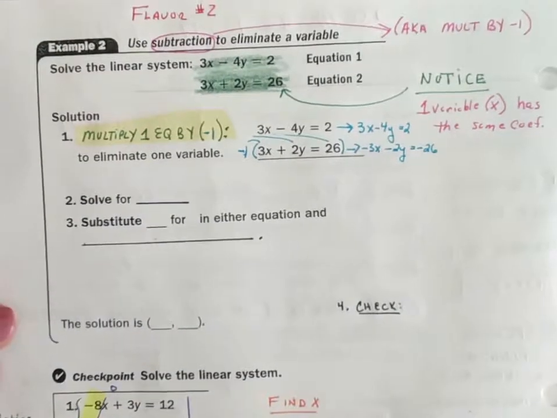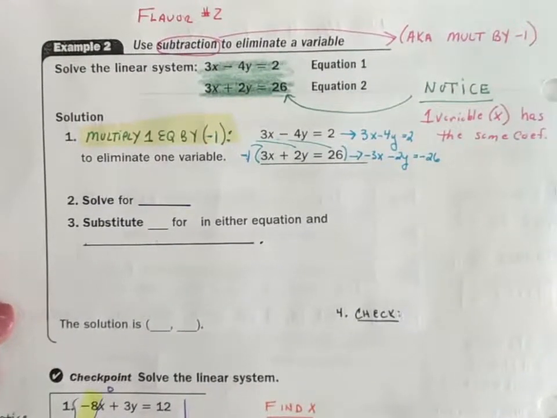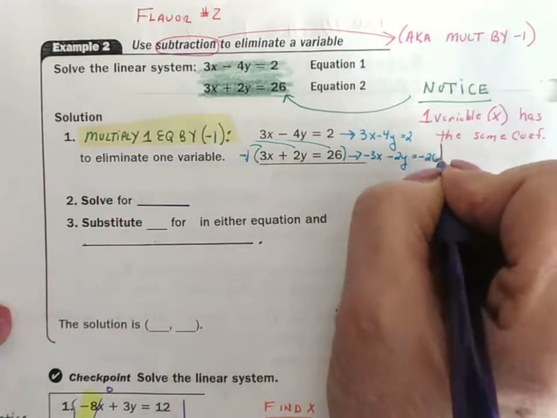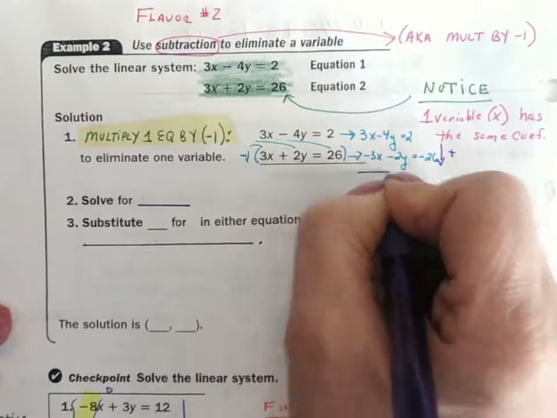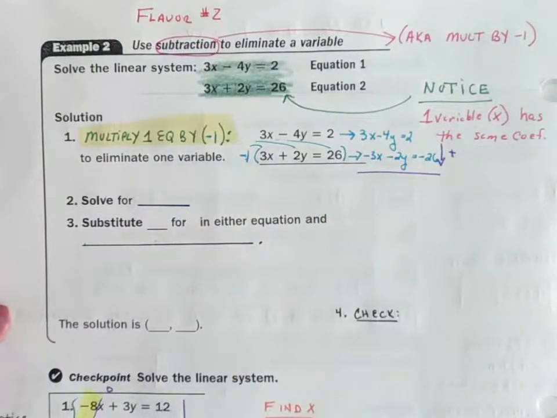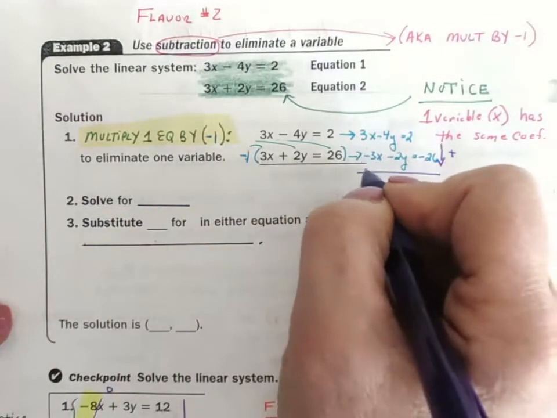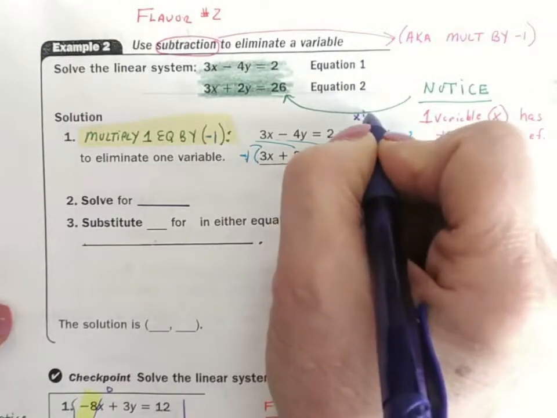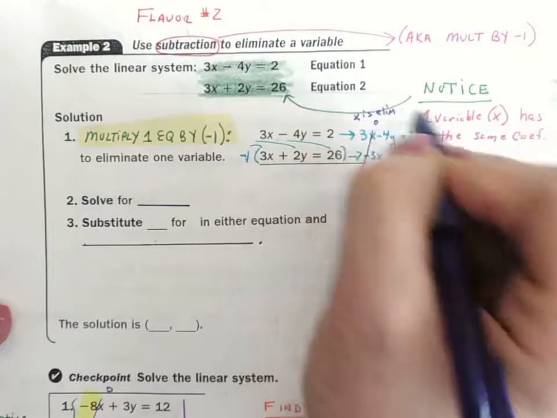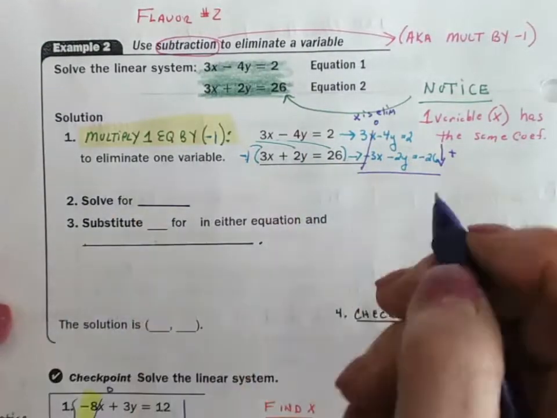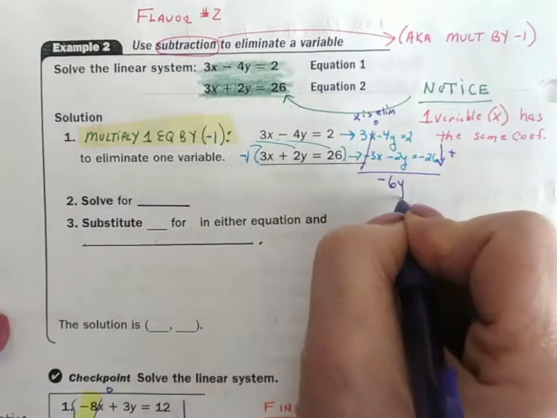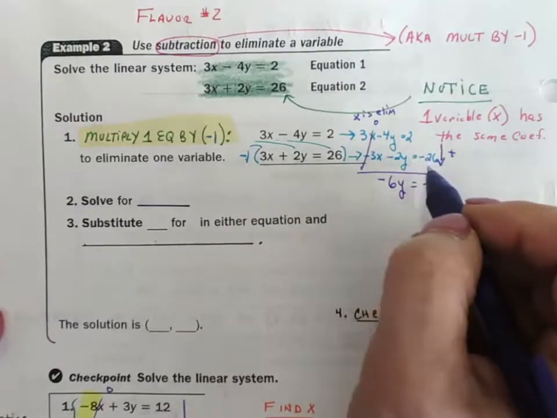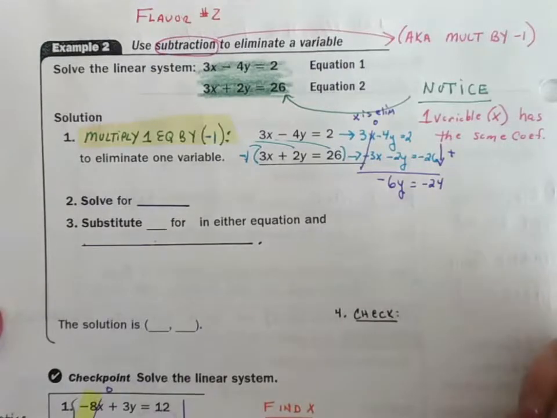Okay. So now, what happens if we add down? 3x minus 3x is 0. X is eliminated. And we get -6y equals -24. 2 minus 26 is -24.